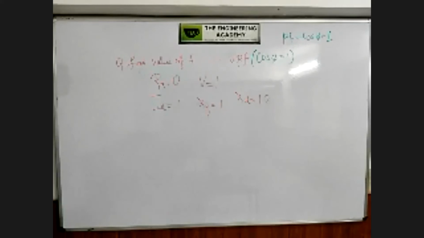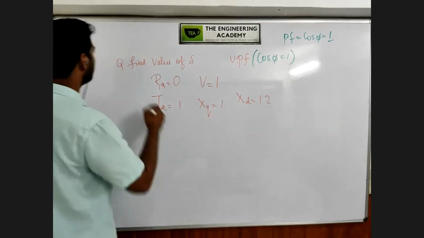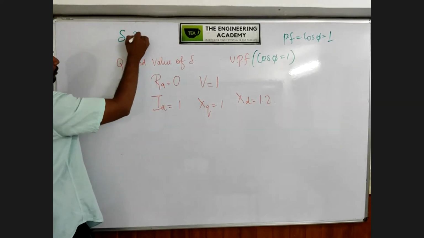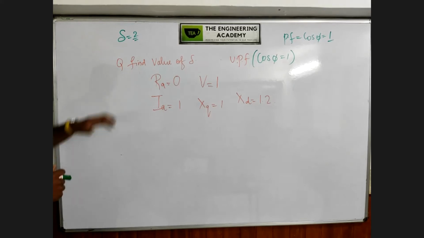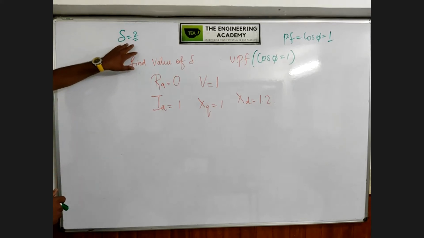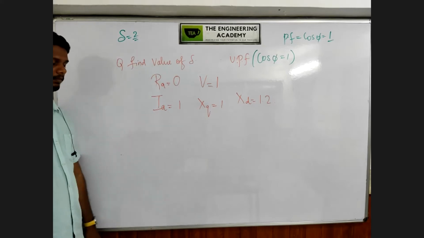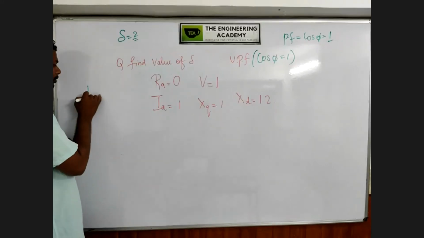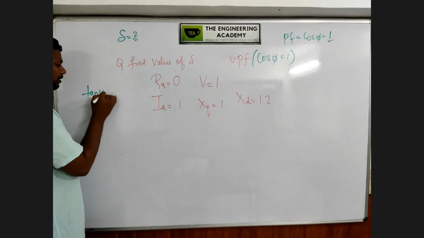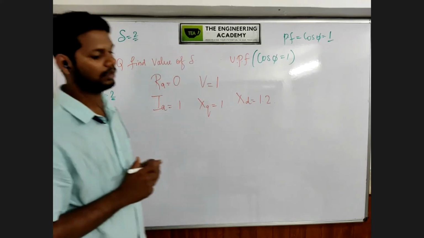Someone says the value of del is 2. Please cross check it. Is the value of del 2, or something else you are saying? Okay, you are saying the value of psi is equal to 2. Okay, listen, so leave it.